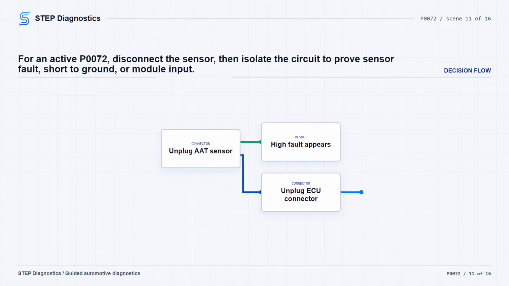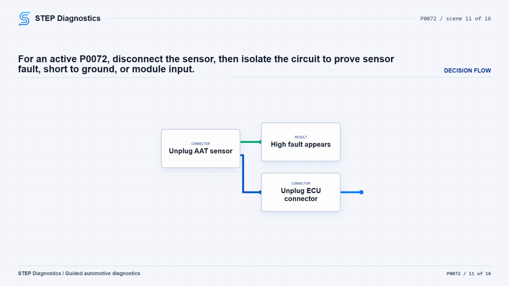For a typical active circuit low fault, quickly eliminate the temp sensor as the possible cause by disconnecting the temp sensor harness connector while watching for the circuit high fault to become active on the scan tool. If the circuit high fault becomes active when the sensor is disconnected, the temp sensor is most likely faulty. If it does not become active, keep going.